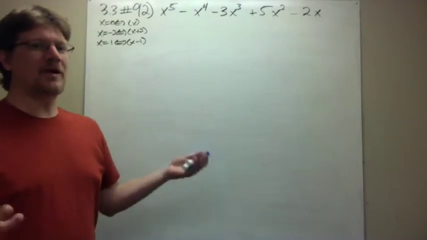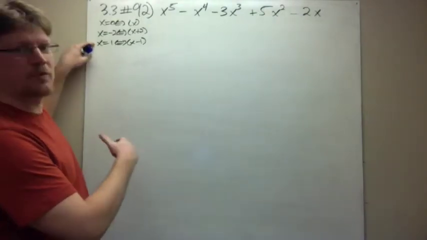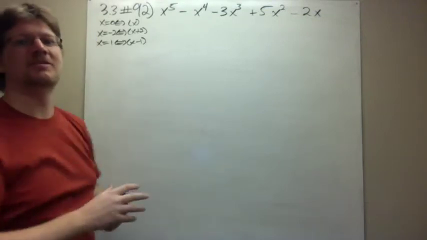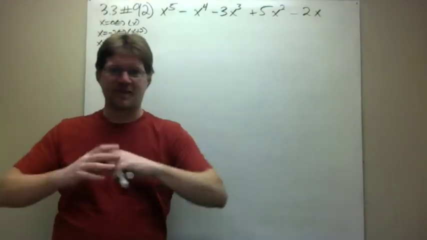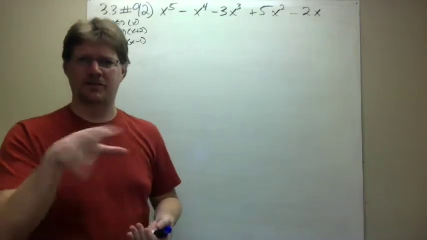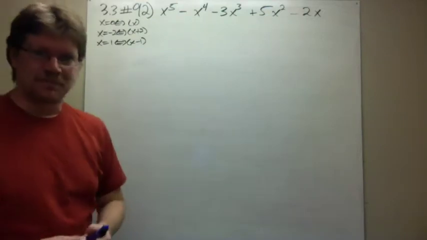Because if I only have 3, either one of these is repeated as multiplicity 3, 2 of them have multiplicity 2, or the other 2 zeros are imaginary, right? They don't cross the x-axis. They're not real zeros. They're imaginary zeros. Anyway, let's divide these things out.